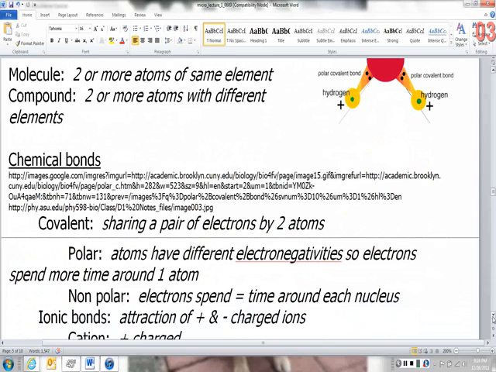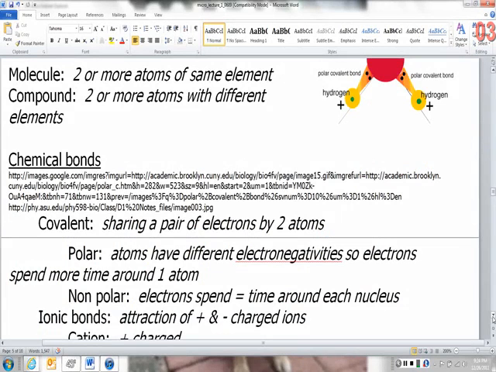Atoms will interact with neighboring atoms or form chemical bonds. There are a few variations of these chemical bonds we will look at. In the covalent bonds, electrons are shared by two atoms. Remember, in the Bohr model, the first shell can accommodate 2 electrons, and the second and third shells can each accommodate 8 electrons.